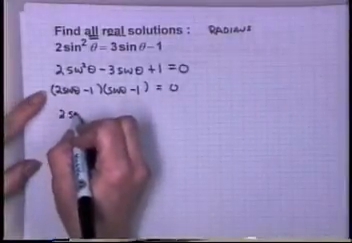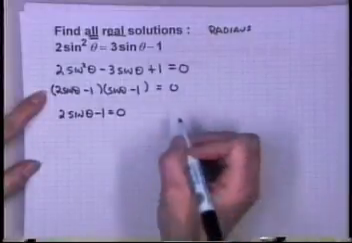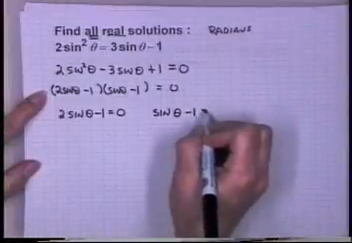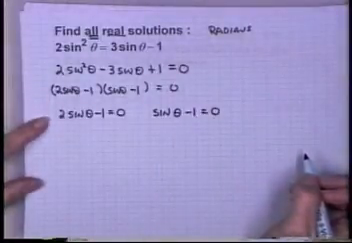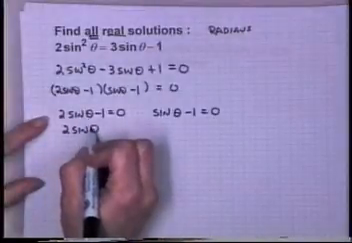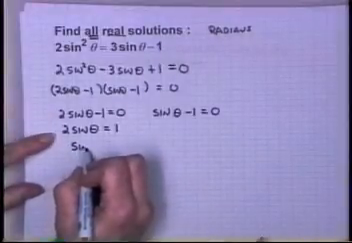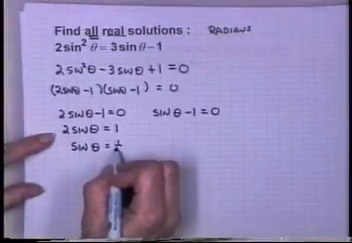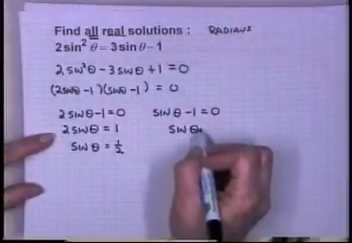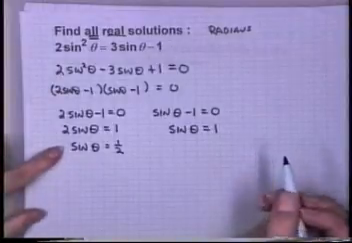Since I was able to factor, now I can set each of these factors equal to 0. So 2 sine theta minus 1 is equal to 0, or sine theta minus 1 is equal to 0. We'll solve this first one for the sine of theta. So 2 sine theta equals 1, adding 1 to both sides, and then dividing by 2, sine theta is 1/2. In my second factor, I just need to add 1 to both sides to have it solved for sine theta. Now, these are numbers that I recognize.